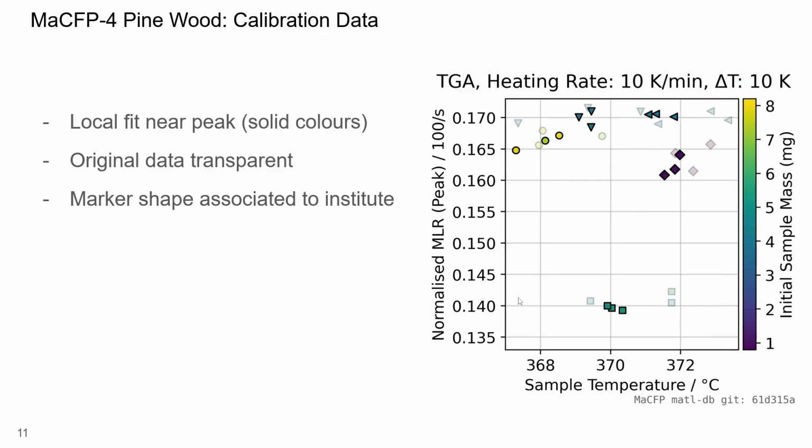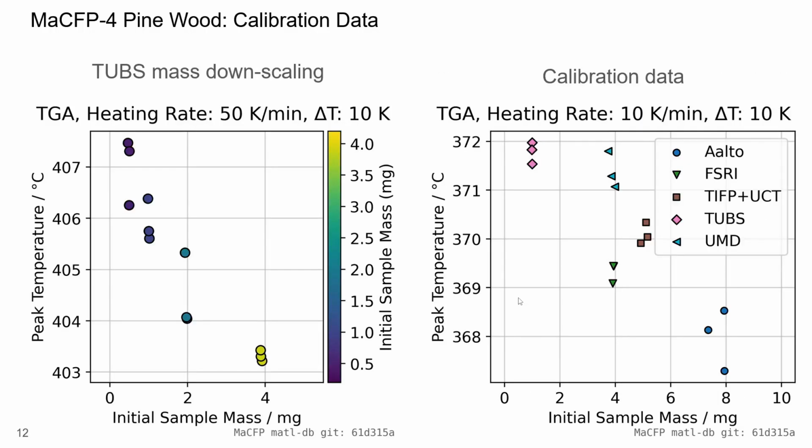The marker colors have been changed to now represent the initial sample mass. A similar trend emerges where lower sample masses are correlated to higher temperatures. The marker shapes allow the comparison to the previous plot. Directionally, we can see the same trend as in the mass downscaling example. Even so, the absolute temperatures differ due to different heating rates. Still, lower initial masses are associated with higher peak temperatures. On the left-hand side, we see the mass downscaling data for a heating rate at 50 Kelvin per minute. On the right-hand side, the calibration data at 10 Kelvin per minute.